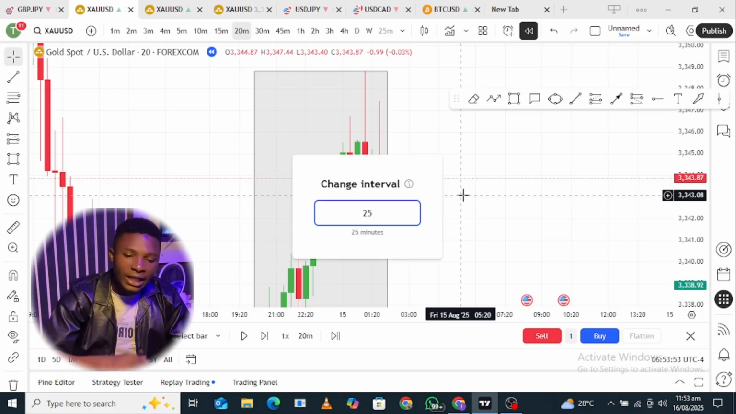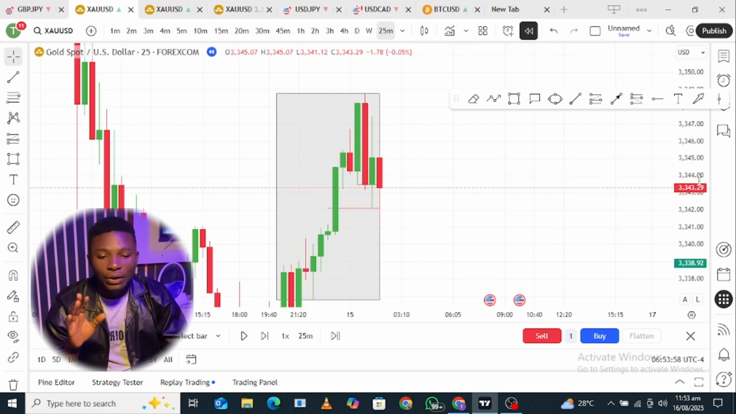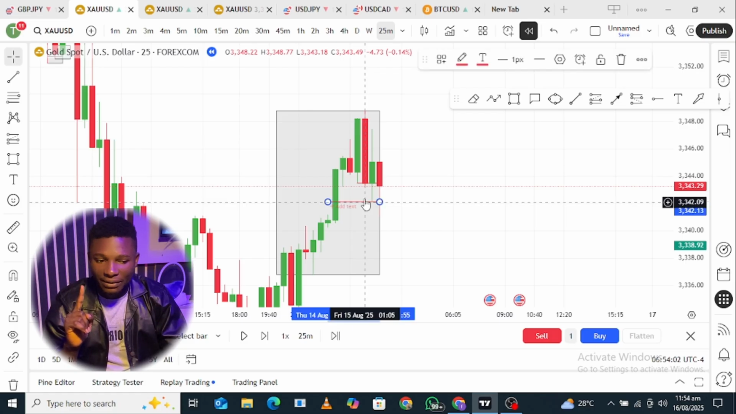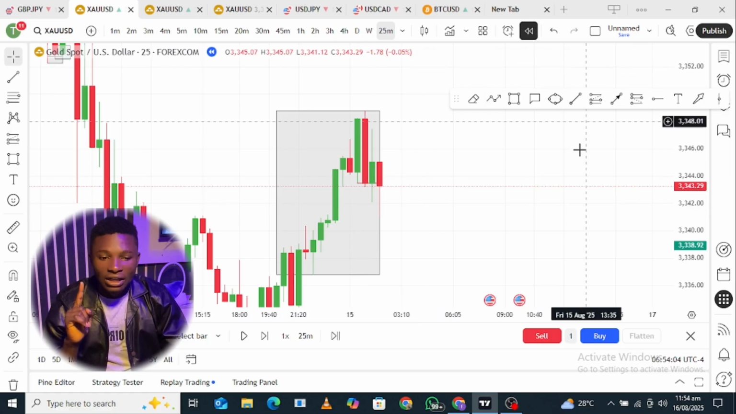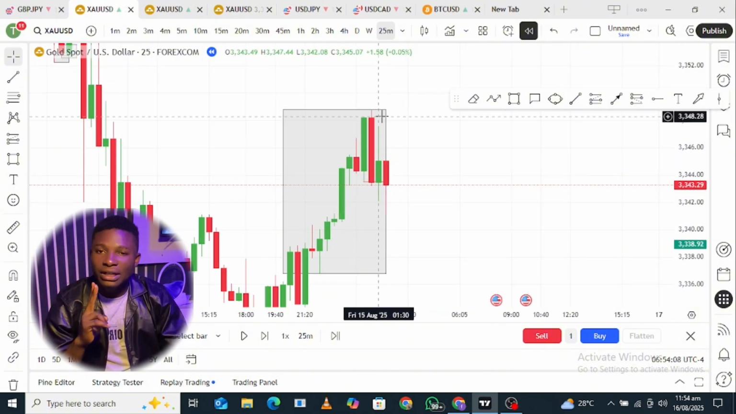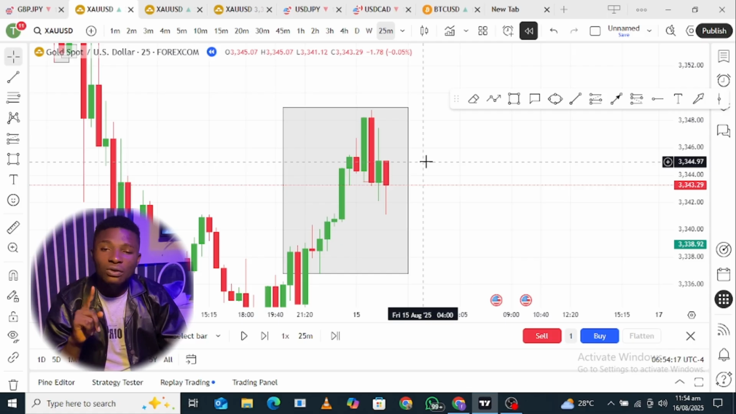Let's see the 25 minutes. Okay. So on the 25 minutes time frame right now, you can see that price ended up breaking only one single low. So the 25 minutes time frame is our first time frame. Don't forget this. The 25 minutes time frame is our first time frame. On the 30 minutes time frame, price broke two lows, but on the 25 minutes time frame right now, price broke only one single low. So every single time you see that price broke two lows in the market, you have to confirm if that particular time frame is the first time frame.